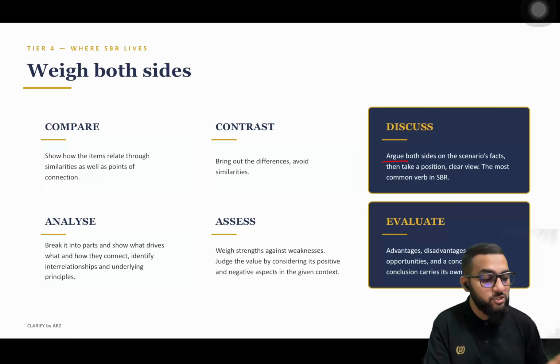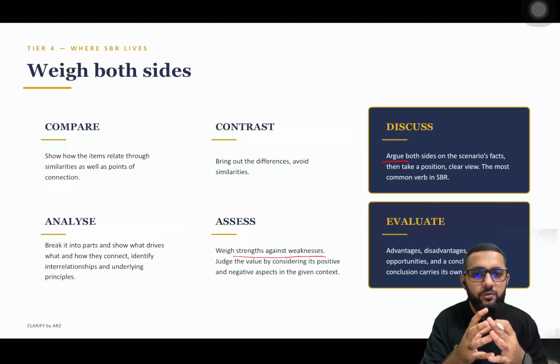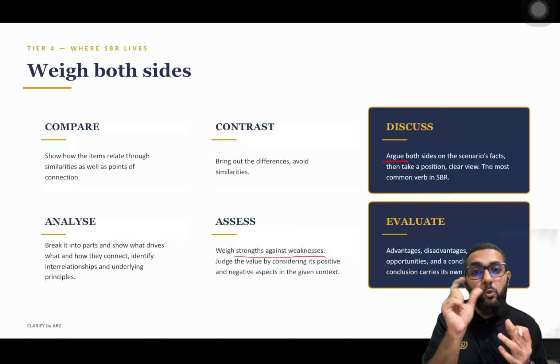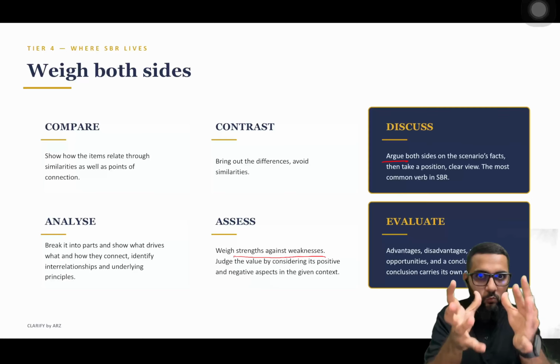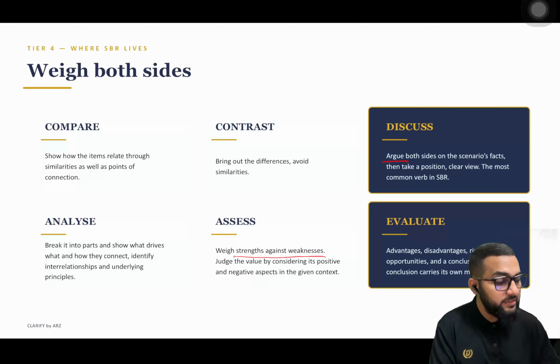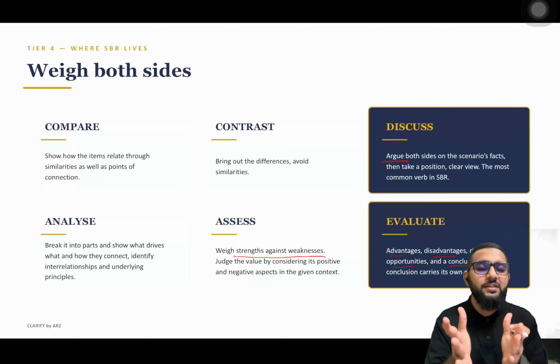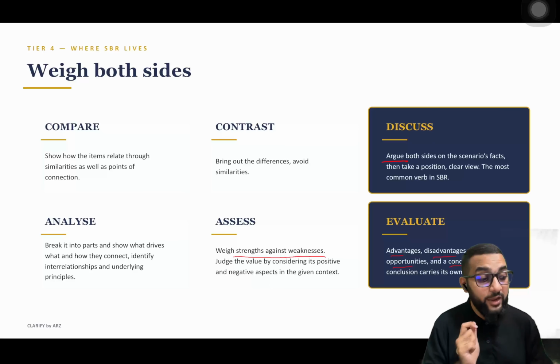Then assess requires you to weigh strengths against weaknesses. You look at the strengths, you look at the weaknesses, and weigh both. You look at both the positive and negative aspects within the scenario. Then evaluate: this is where you bring in advantages, disadvantages, risks, opportunities, and a conclusion. When the exam verb is evaluate, the conclusion also carries a mark, so you need to conclude. We'll look at which of the verbs require a conclusion as well.